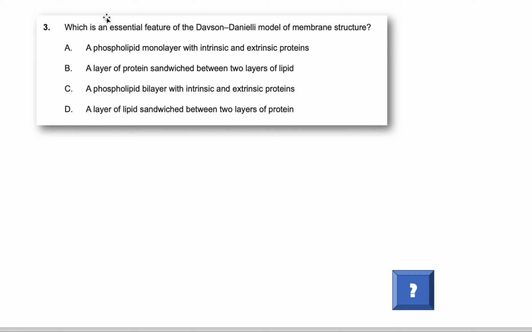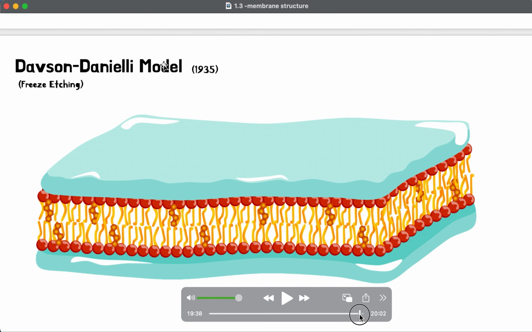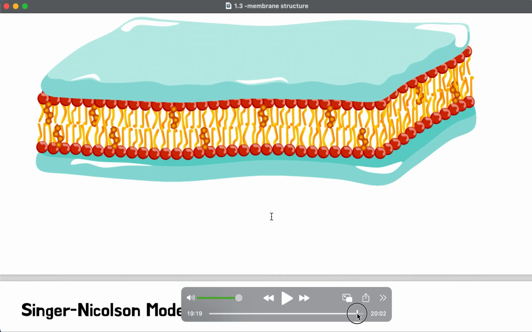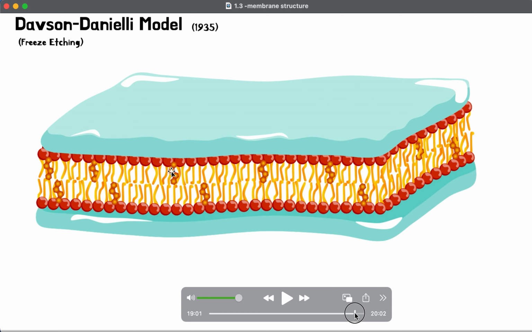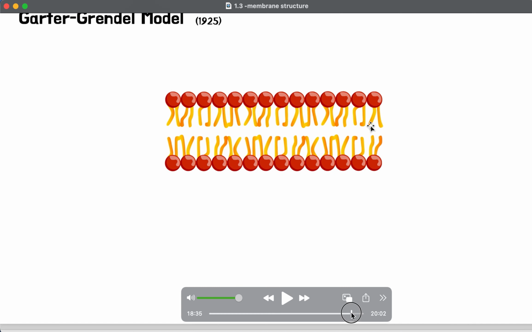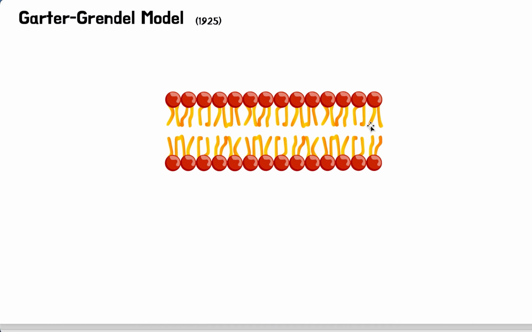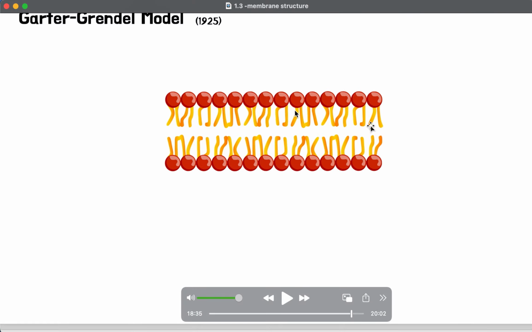Which is an essential feature of the Davson-Danielli model of membrane structure? Again, we saw this in part 2. Let me quickly show you. You need to know about three models of the membrane over the years. The first model was the Gorter-Grendel model, which was proposed in 1925, and this model showed that the membrane looks like the picture here, a phospholipid bilayer. We know it's more complicated than that. So this was the first model, 1925.